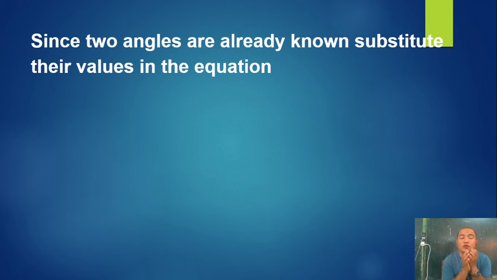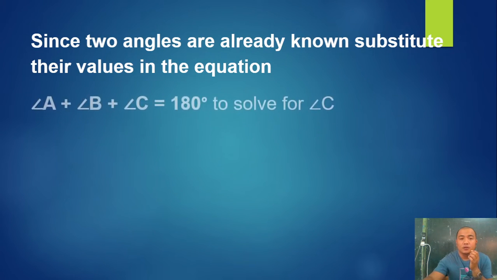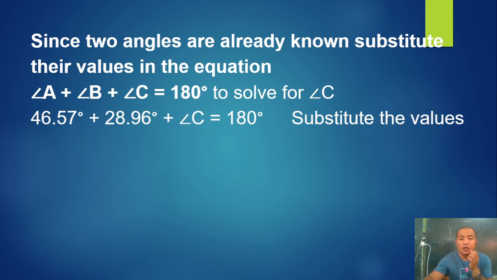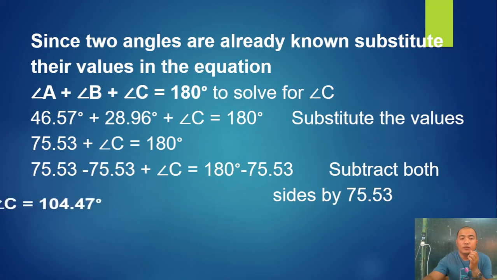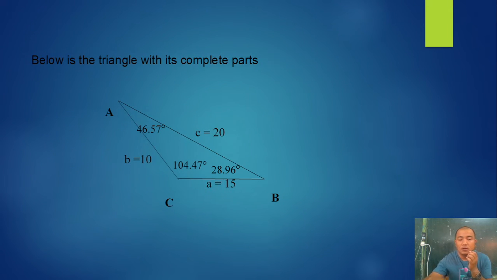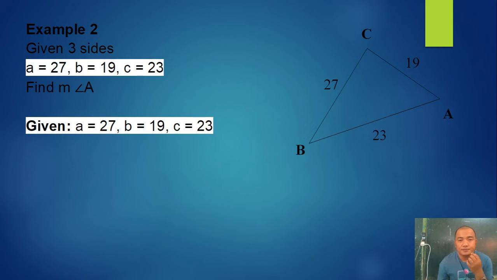So since the two angles are already known, substitute their values in the equation to solve for the third angle. 180 minus 46.57 minus 28.96 degrees is equal to 104.47 degrees. And all three angles and all three sides are known. Then case closed.